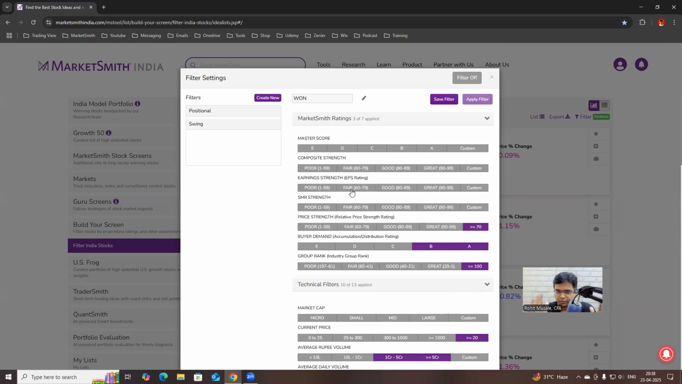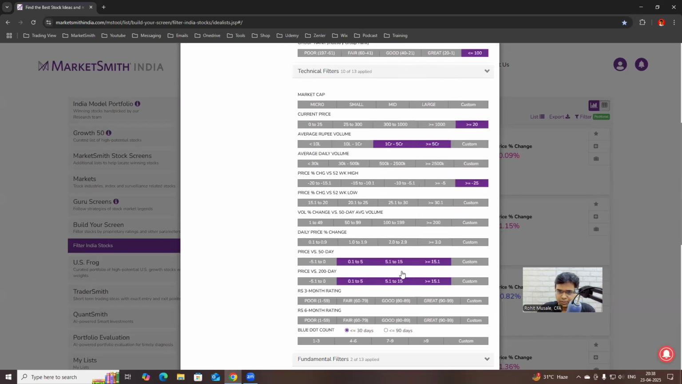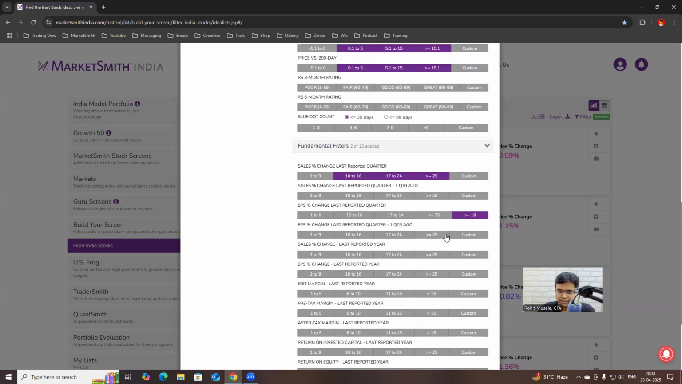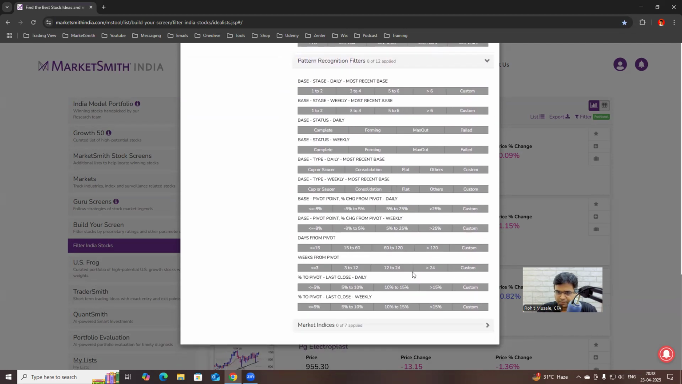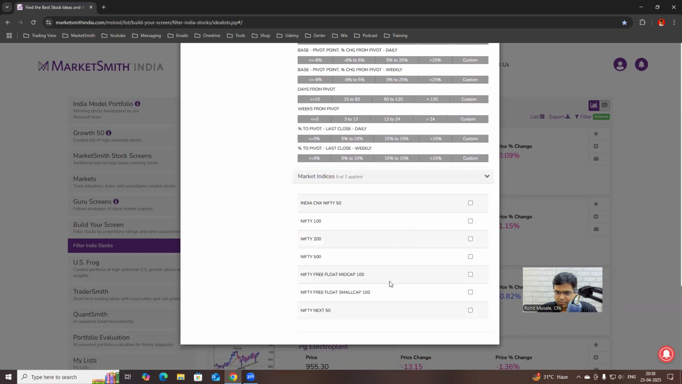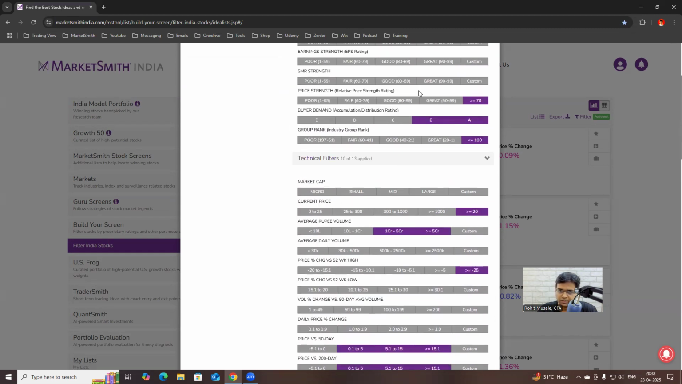I would say he would use a broad set of filters, these three here, then 1, 2, 3, 4, 5, that is more than enough, and a couple of fundamental filters. That's it. Whatever stocks come in this filter, I think he would be open to exploring those stocks and he would pick and choose from those stocks. He wouldn't go to pattern recognition and market indices. These are irrelevant. So let us save this.